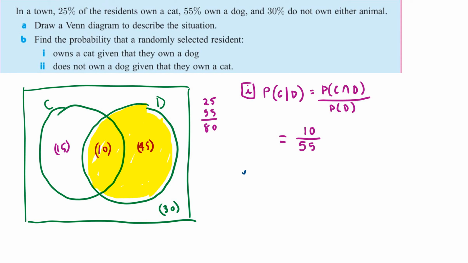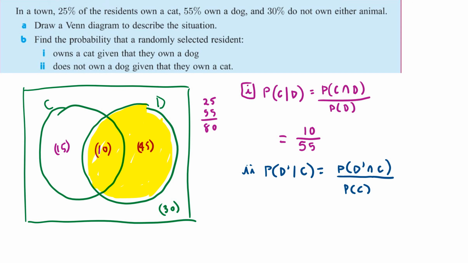For part 2, they ask, what is the probability that a person does not own a dog, given that they own a cat? So probability of the complement of dog, given that they own a cat. So again, it's a conditional probability. Our universe this time is cats. So probability of cat owner. And then the intersection is going to be not dog and cat.